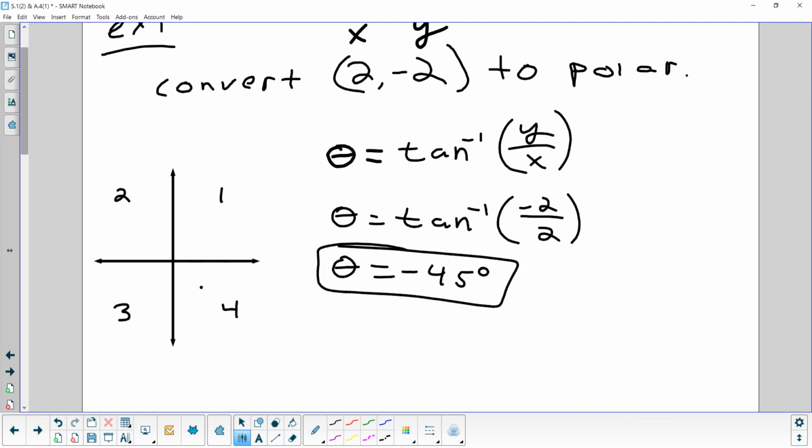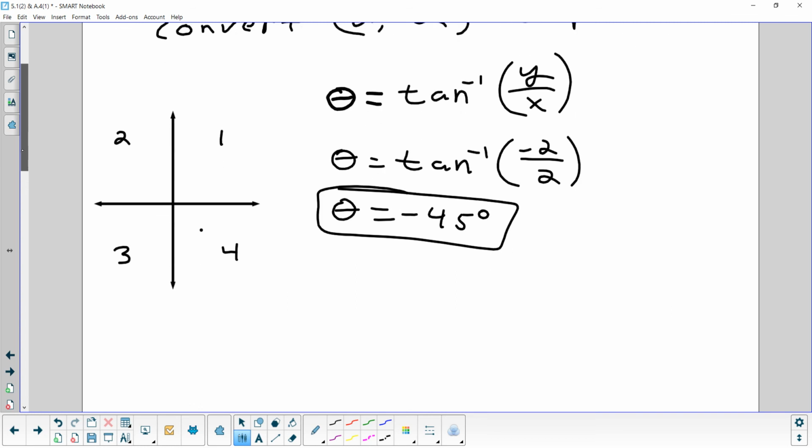Now we'll talk about that in a minute. There are other ways you can write the angle besides as a negative. Yesterday I showed you guys 4 different ways you can write polar coordinates. I'm not going to go through all 4. Maybe we'll do a couple. But let's stop with the angle for now. Okay, so we got that.